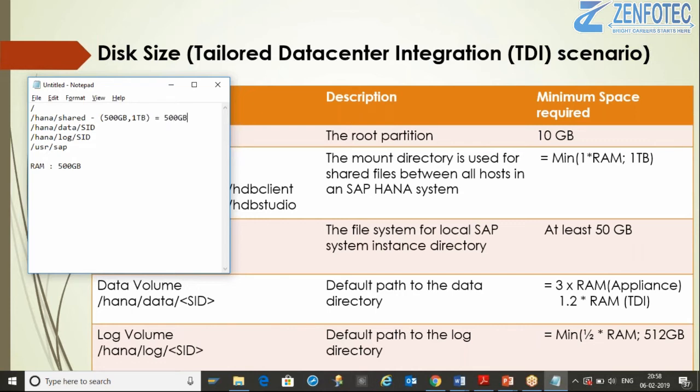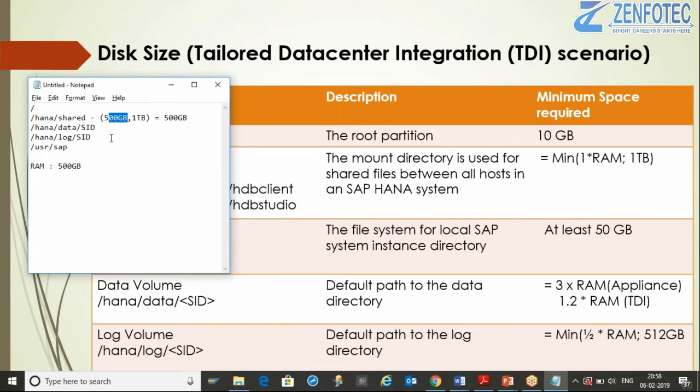The maximum you can have is up to 1 TB. If you put 2 TB, then it won't be utilized. HANA should support up to 1 TB. You can have a maximum size of 1 TB. If you put 2 TB, then 1 TB will be unused. HANA will not go beyond 1 TB for HANA shared. This is the maximum limit of HANA shared, and the minimum depends upon your RAM, so one time your RAM.